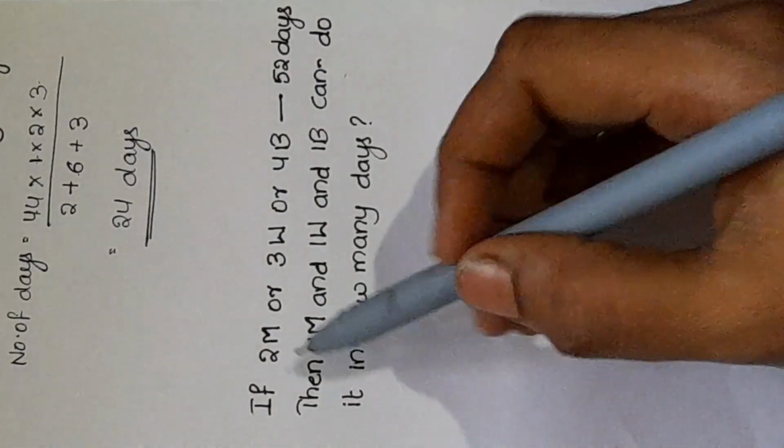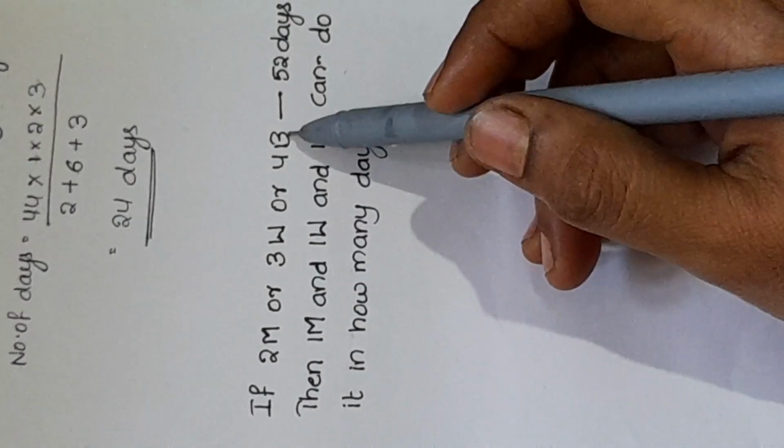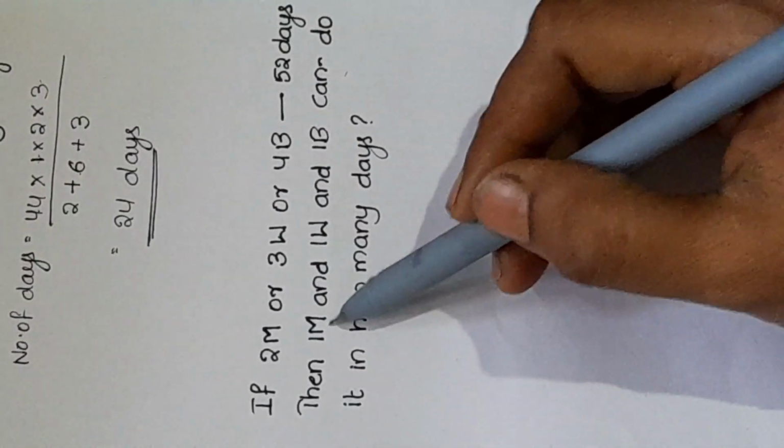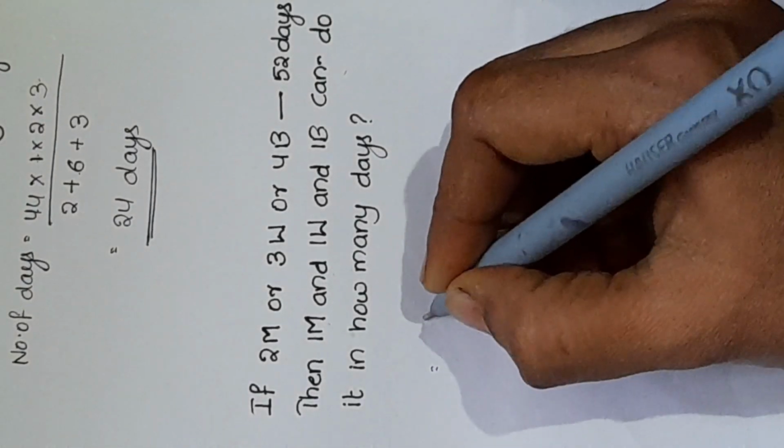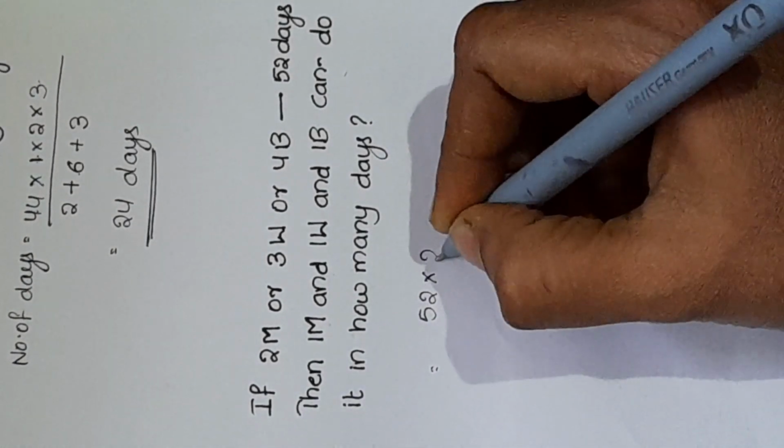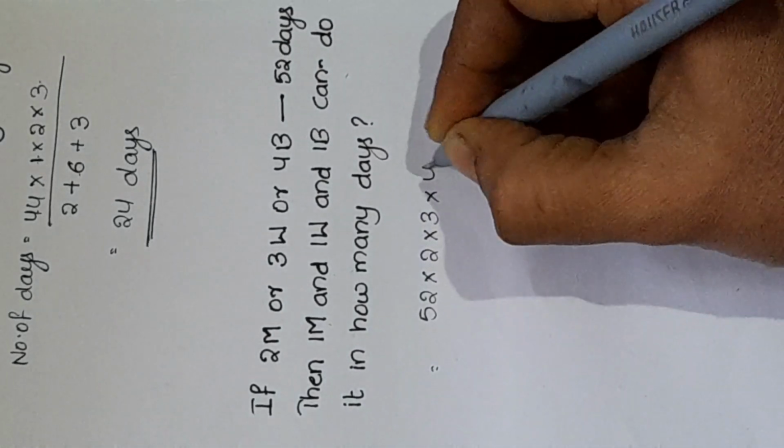Another question based on the same model. If 2 men or 3 women or 4 boys take 52 days, then 1 man and 1 woman and 1 boy can do the work in how many days? According to the formula, D is 52, x1 is 2, x2 is 3 and x3 is 4.